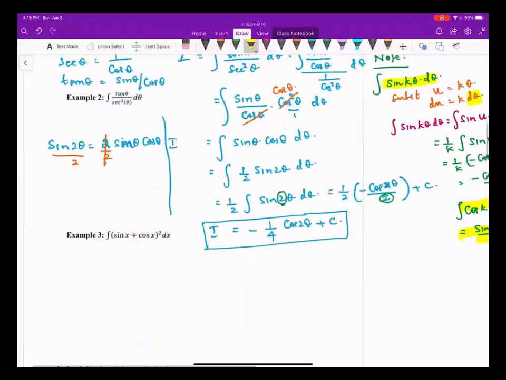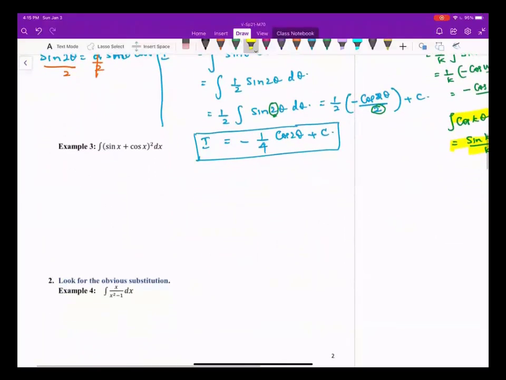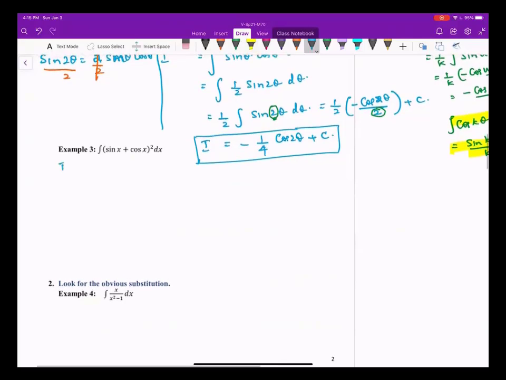Try the next example. Integral of sine x plus cosine x the whole square dx. So I is the integral of sine x plus cosine x the whole square dx. Note in these problems, we are only expanding. We are, in fact, simplifying the integrand. So simplifying the integrand is one technique. So if you expand this, it's going to be sine square x plus cosine square x plus 2 sine x cosine x.